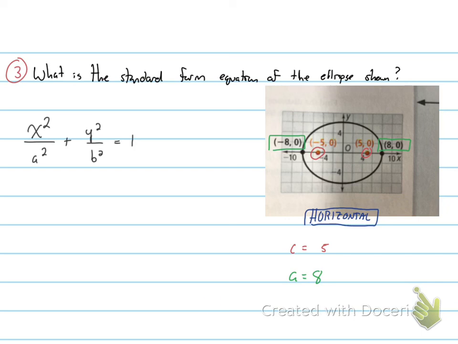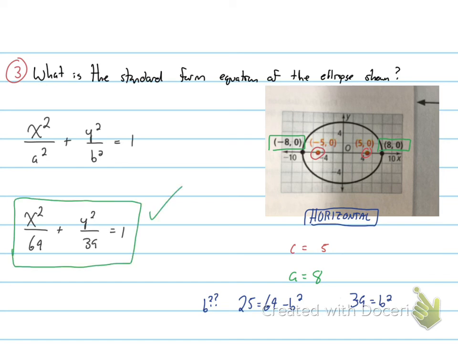6 or negative 6. So to find my b value, again, I'm going to use this equation. So 25 equals 64 minus b squared. Now I solve for b. I get negative 39 equals negative b squared. Cancel out those negatives. Now, the square root of 39 isn't going to be a perfect number, but looking at that equation, I just need to figure out what b squared is. So I could pretty much stop there and plug into my equation. The standard form of this equation is going to be x squared over a squared, which is 8, plus y squared over 39, which is b squared, equals 1. And I'm done.